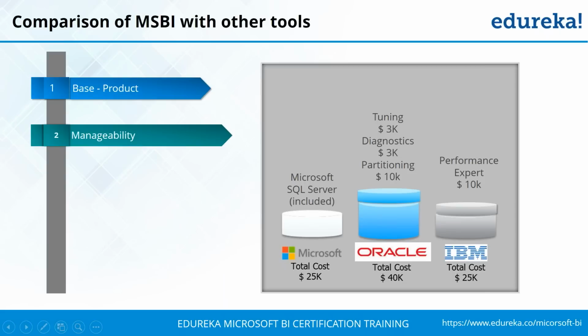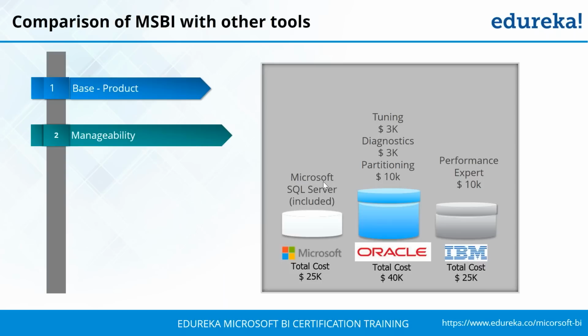We now talk about the concept of manageability. If manageability comes into the picture, if you're using an Oracle system or an IBM system, you have to do a lot of manageability for that. First, you do partitioning. For the Oracle system, that will include $10,000 more. You diagnose the Oracle system, another $3,000. You tune the database, $3,000 more. Same thing for the IBM systems. If you do performance monitoring or performance improvement, $10,000 more. But in case of our Microsoft SQL Server, everything is included.